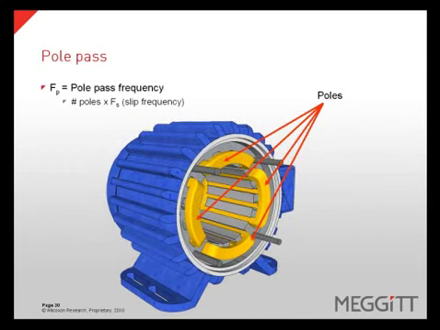Pole pass frequency can be calculated if we know how many poles the motor has and the amount of slip that is occurring. For example, we know that an 1800 RPM rated motor has 4 poles. If the actual running speed of the motor is 1780 RPM, then our slip is 20 CPM. So we can calculate pole pass frequency by multiplying 4 poles by our slip frequency of 20 CPM. This gives us a pole pass frequency of 80 CPM. Keep in mind that pole pass frequency will most often be seen as sidebanding of other frequencies.